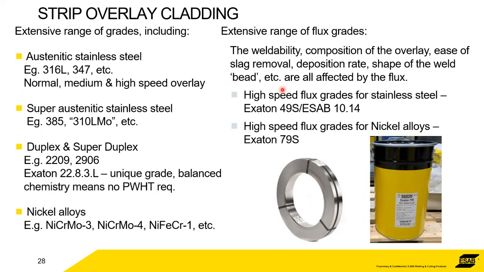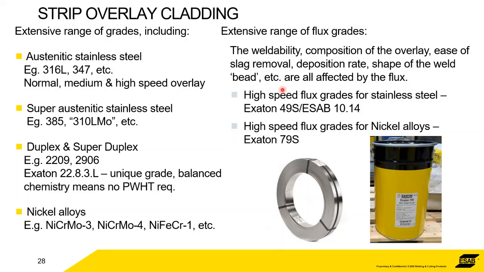So in terms of the grades that are available, austenitic stainless steels, 316L, 347, etc. There's quite a big range, and they're available in normal, medium, high-speed overlays. So it's what your budget is, basically, what you're trying to achieve. How big is the amount of overlay that you're trying to do. Going between 10 kilograms an hour to 50 kilograms an hour is not a big problem if you've only got 100 kilograms to deposit. But if you've got 100 tons, then obviously it's worth thinking about.